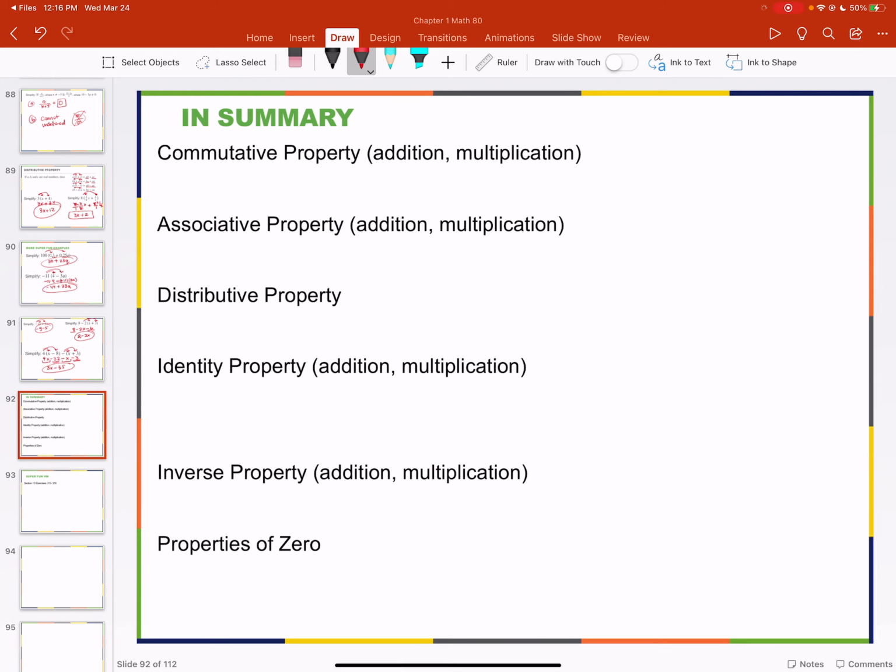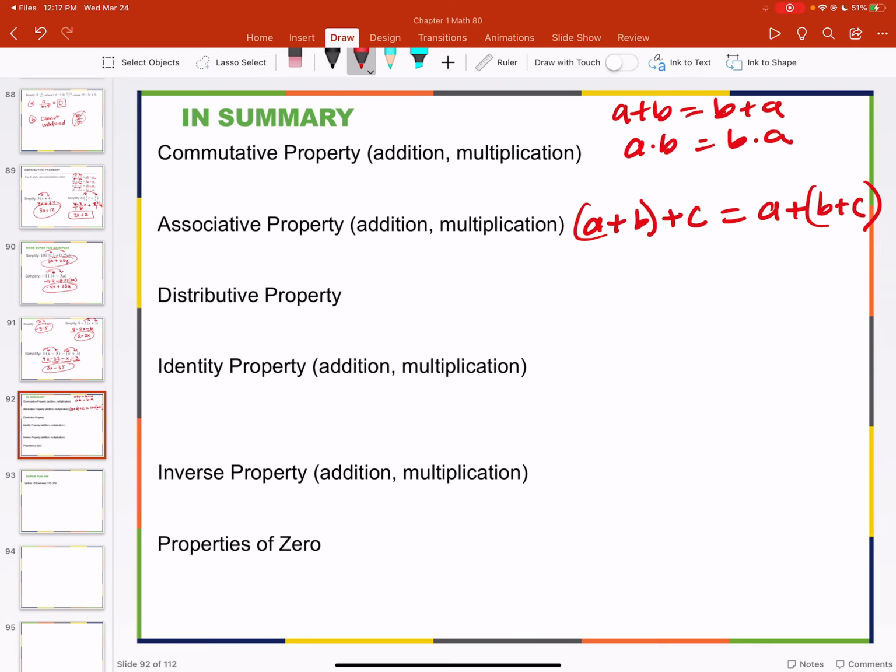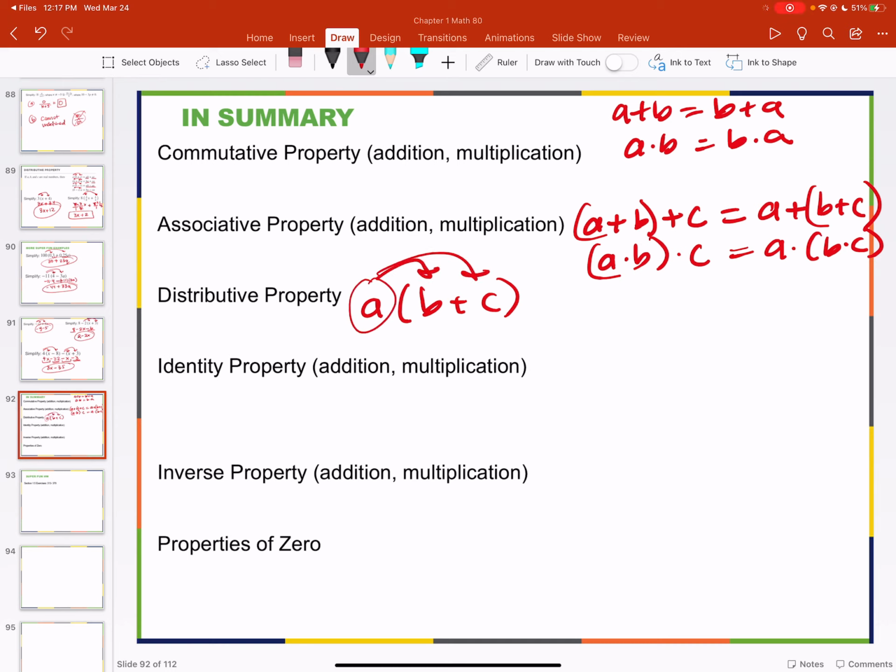Okay, so in summary, we can commute numbers when we're adding or multiplying. So again, a plus b equals b plus a, and a times b equals b times a. These numbers just represent real numbers. Associativity means that we can regroup. So if I add two numbers first, it's the same as adding the other two first. I can regroup numbers if I need to. And the same goes for multiplication. Okay, and then distributing is basically if you have a sum, and you have a number multiplying against that sum, you can distribute it.